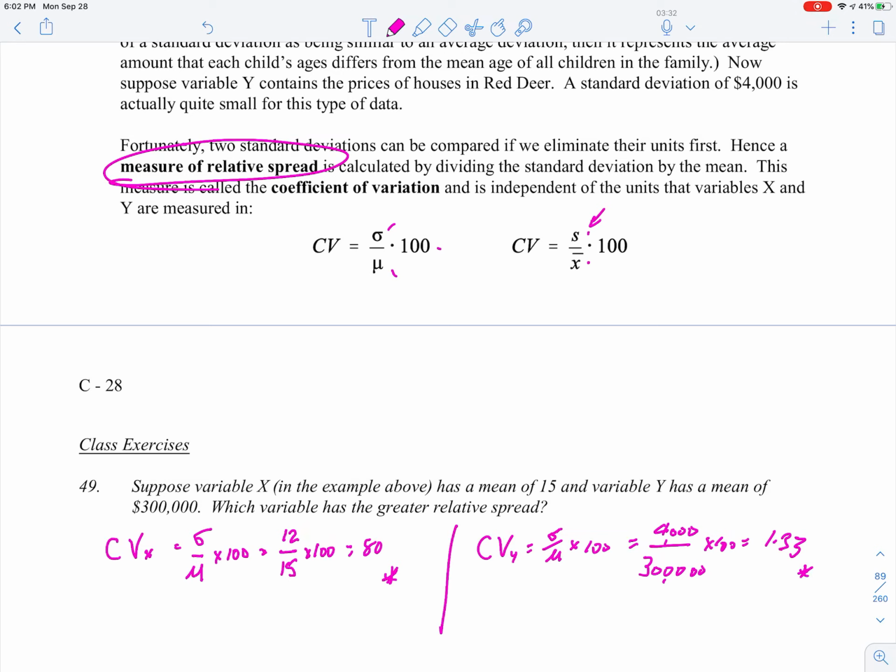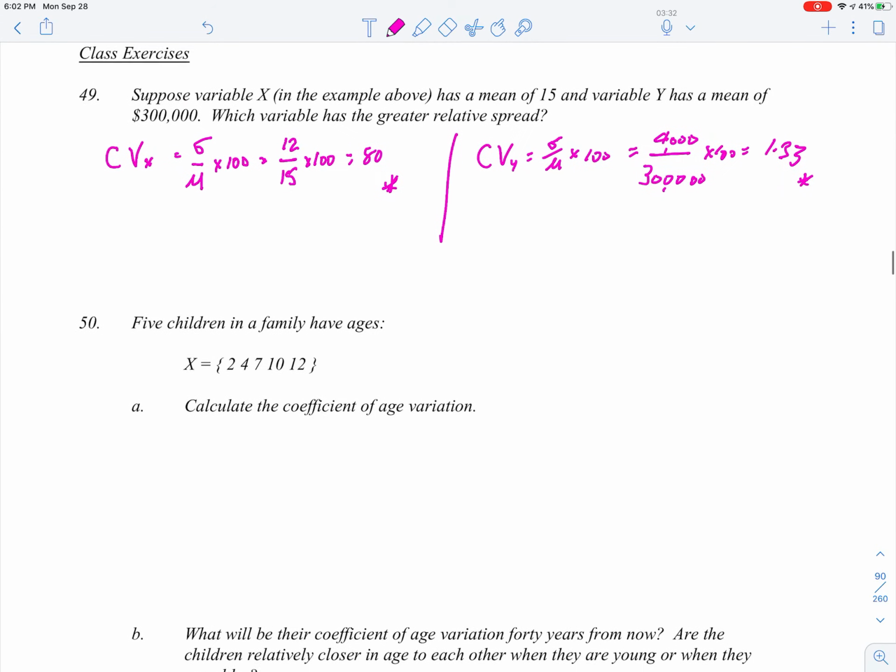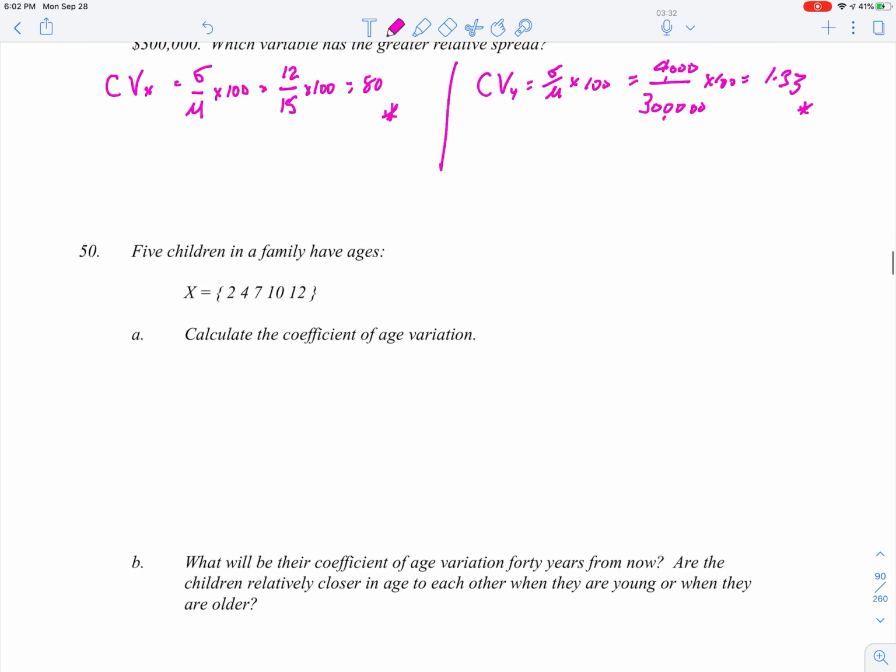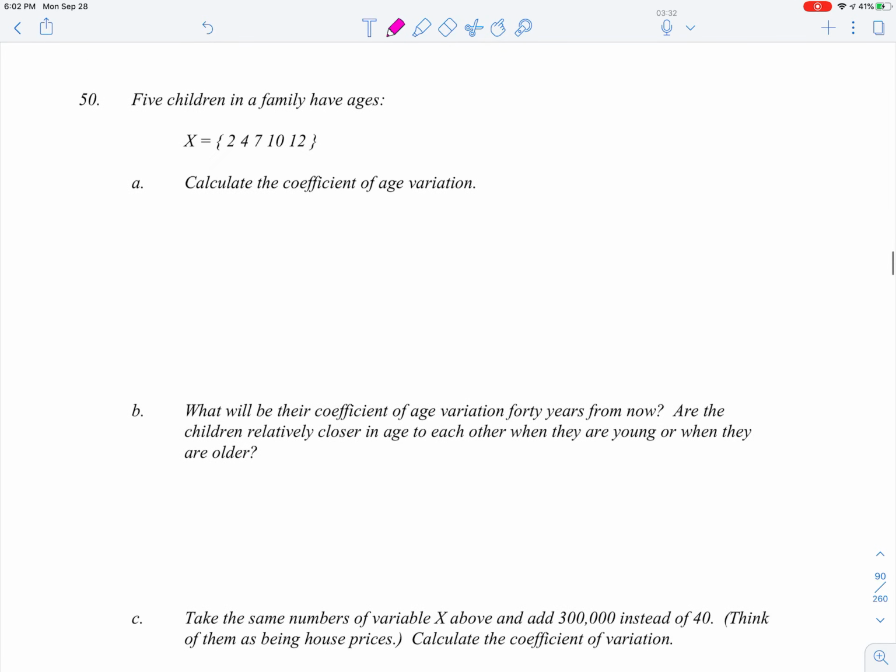So in terms of relative spread, x has a much higher relative spread than y. And again, think in terms of ages of kids in a family. That's a big spread when you're talking a standard deviation of 12. But when you're talking about house prices of $4,000, that's a really, really small spread. So the relative spreads then are smaller.